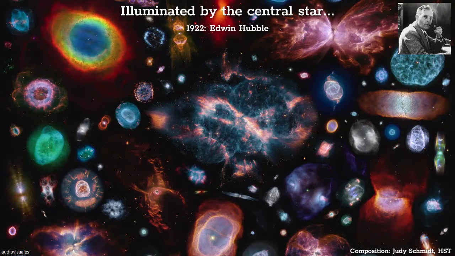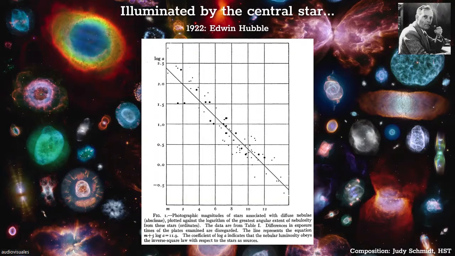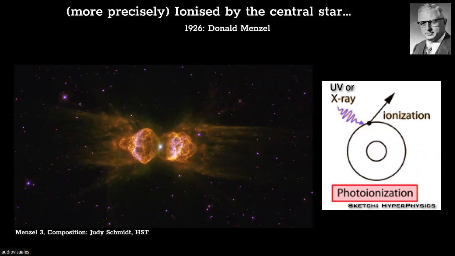Hubble, the same Hubble, you know, of the expansion of the universe, compared the apparent size of a sample of these nebulae to the brightness of the star in their center, and concluded without any doubt that the central star must be responsible for illuminating the nebula. That's the energy source. But more precisely, a few years afterwards, Donald Menzel used atomic physics, which was kind of new, to conclude that the atoms forming the nebula, the cloud, are ionized. They are stripped of electrons by high energy photons coming from the central star. So more precisely, they are ionized by the central star.